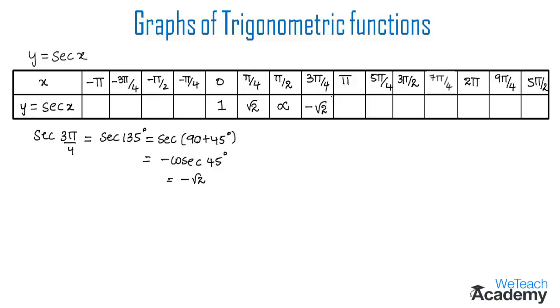And now the next radian, pi. So secant 180 degrees is equal to 1 by the value of cos 180 degrees, which is minus 1. So 1 by minus 1 is equal to minus 1. So here we get minus 1.